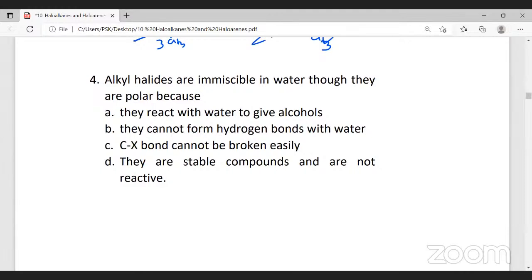Alkyl halides are immiscible in water, though they are polar. I told you the answer already. Though they are polar, alkyl halides are polar molecules. Water is also polar, but they are not soluble. Why are they immiscible? Because they cannot form hydrogen bonds with water. Since alkyl halides cannot form hydrogen bonds with water, these alkyl halides are not soluble in water.